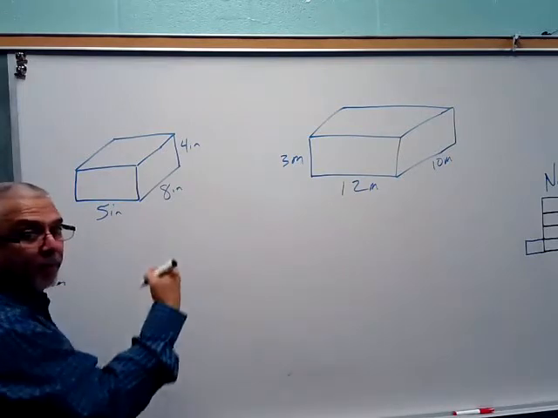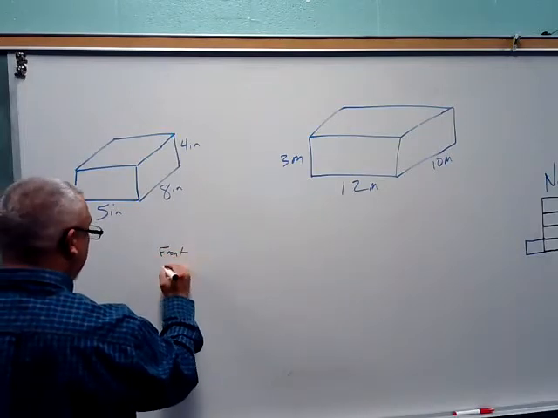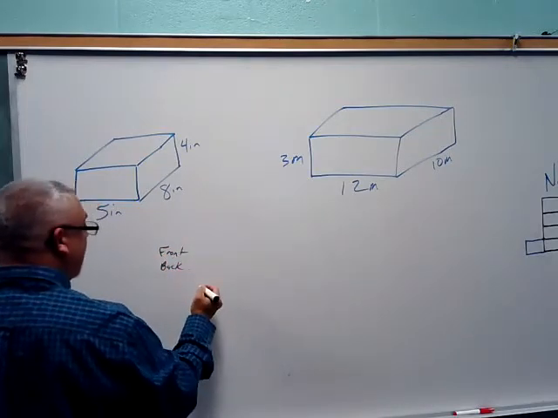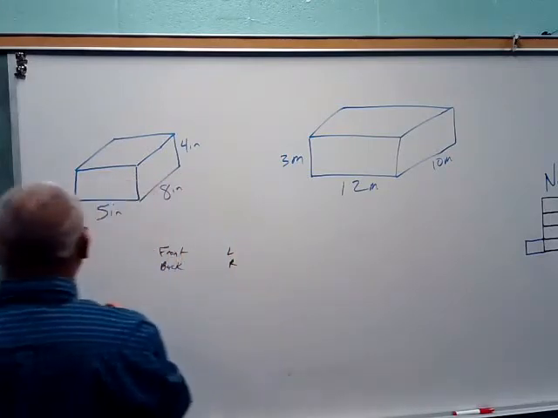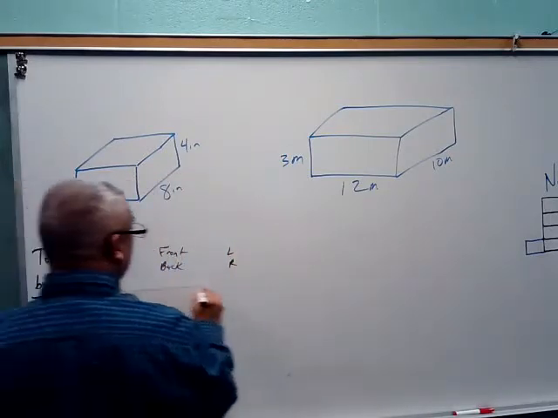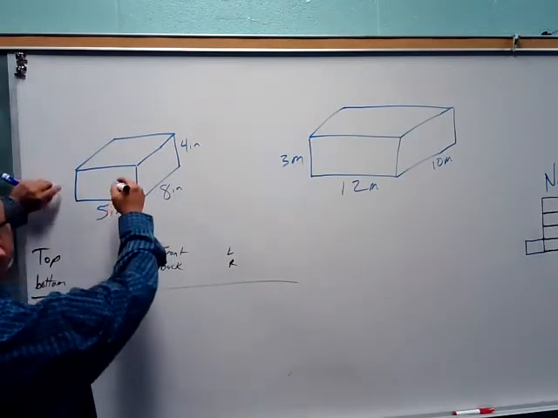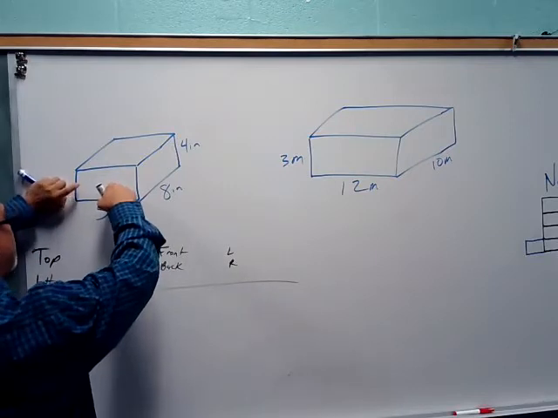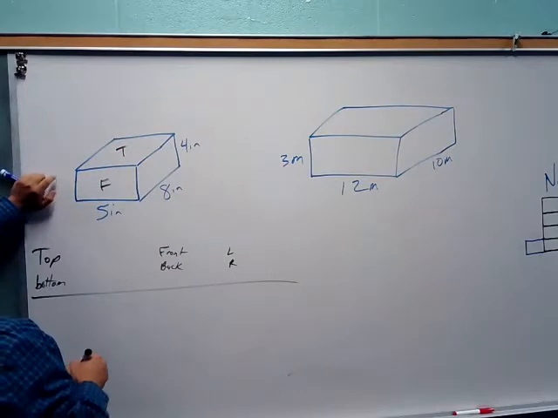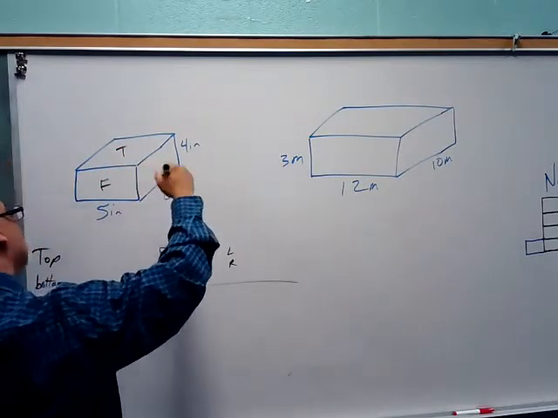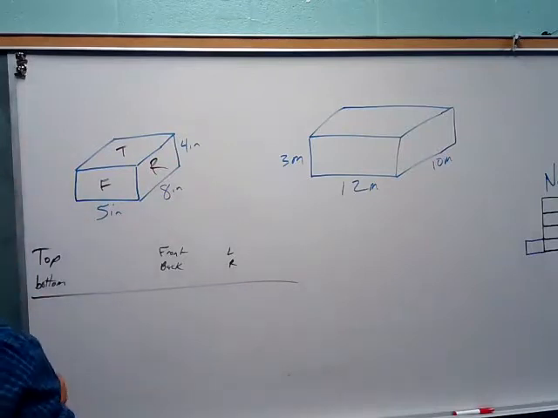And where there's a top and a bottom, there is a front and a back, and then a left and right. Okay, so we're going to play with this and see what happens. I'm going to call this my front, and put an F there. I want to put a T here for top, and an R here for right, and that means the other side is that.